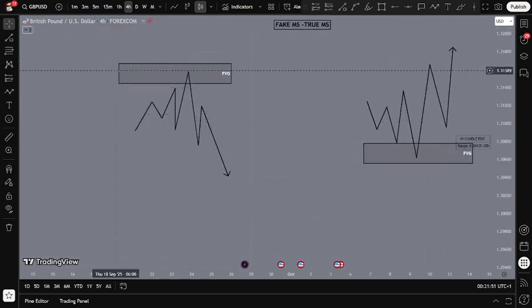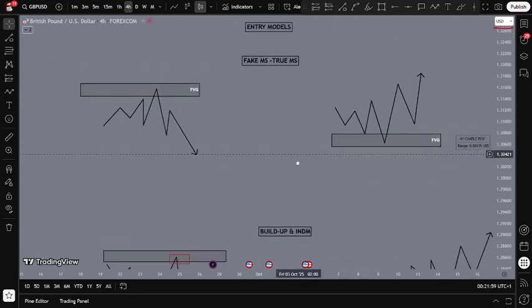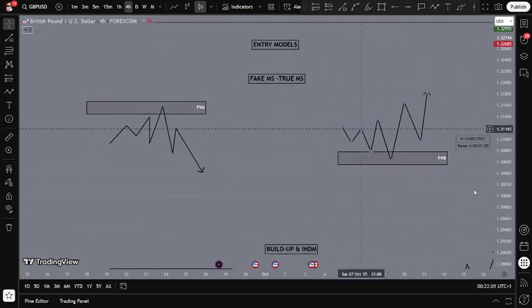Price has to react off a high probability POI, and it has to be aligned with your bias. That's when you're going to enter. Now I'm going to show you some short examples of these entry models.